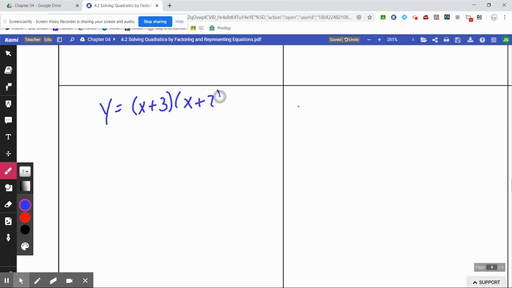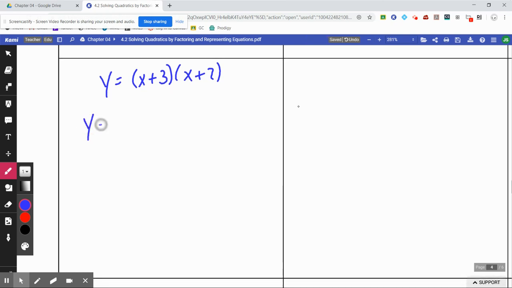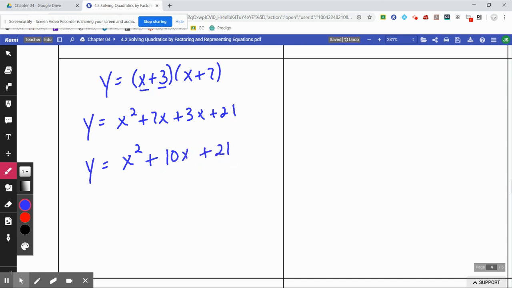In order to get your standard form, you simply FOIL. That's it. That'd be y equals x times both would be x squared plus 7x. 3 times both would be plus 3x plus 21. Combine your middle terms, gives you y equals x squared plus 10x plus 21.